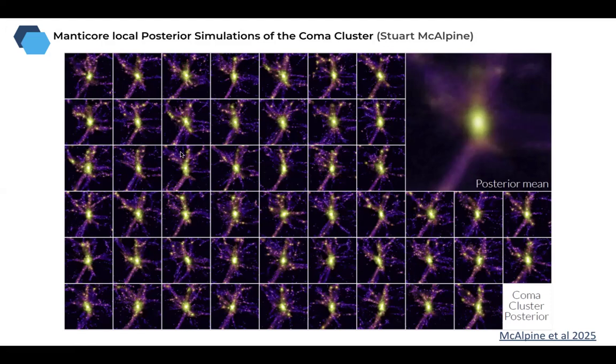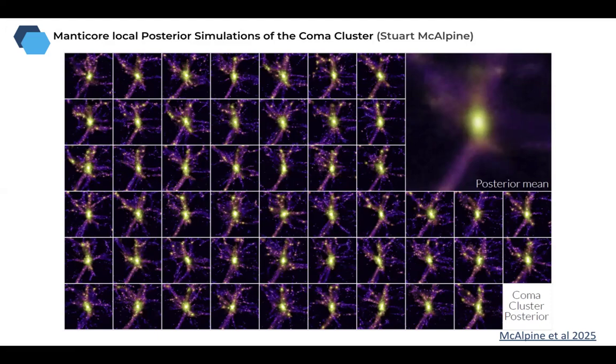What you can see here in these panels are 50 different realizations of the Coma cluster allowed under the data. And in the upper right panel, you basically see the ensemble mean from our posterior distribution for the mass distribution in the Coma cluster. It's very interesting what we can see here.